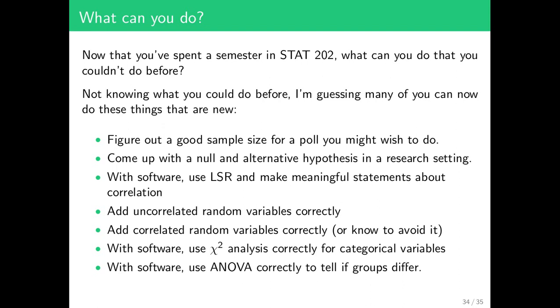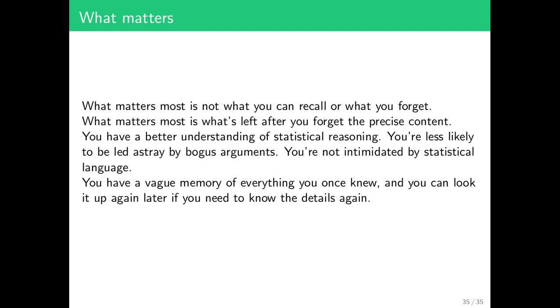With software, you should be able to use chi-squared analysis correctly for categorical variables, and again with software, you should be able to use ANOVA correctly to tell if groups differ, and you should be able to apply Tukey's test or Bonferroni, there are other tests too, but you should be able to apply some kind of test to tell which groups are causing the differences.